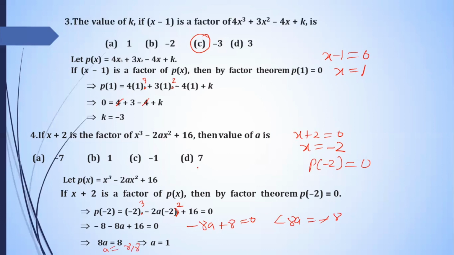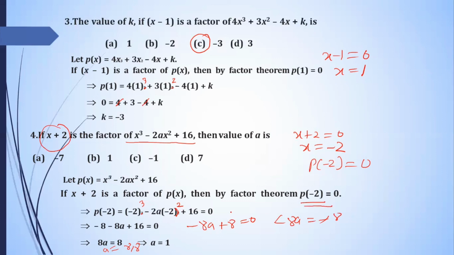Got it? So what you have to remember here by the factor theorem: if x plus 2 is a factor of the given polynomial, then we have to find the zero of x plus 2, which is minus 2. P of minus 2 will be 0. So we need to remember, substitute and calculate.